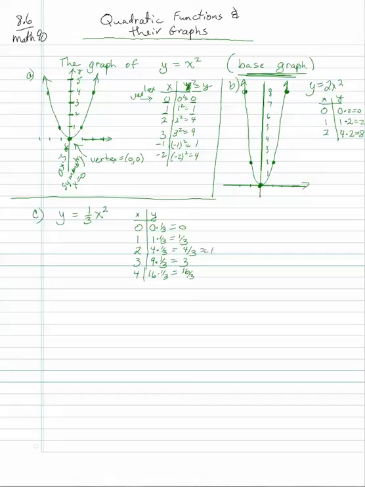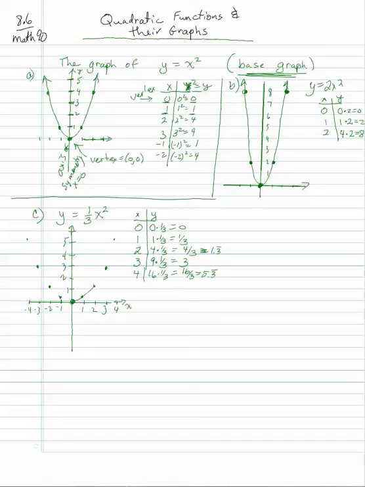which is 5.3333. Okay, so when I go to graph that: 0, 0, 1, 1/3, 2, 4/3, and remember the mirror image, 3, 3, and then 4, 5 and 1/3, mirror image.